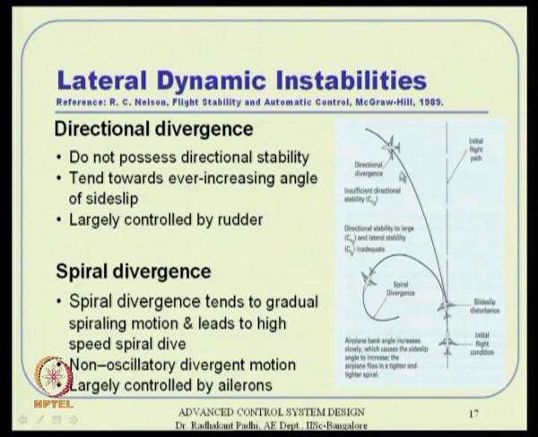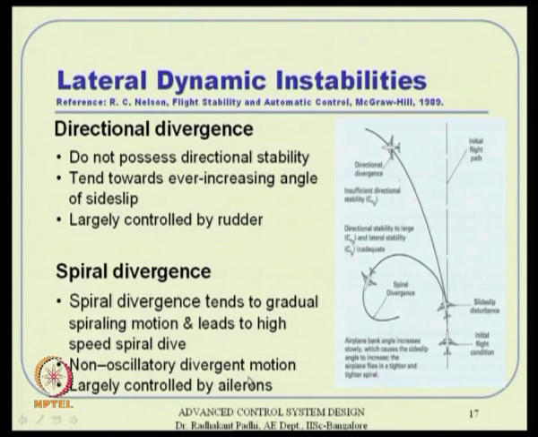The directional divergence is a slow divergence. It will keep on going slowly, the aircraft does not turn, but because of the side slip angle it just keeps on going away. But here the aircraft also turns, also rolls, so this gives you a large spiraling motion. Typically the directional divergence is controlled by the rudder, whereas the spiral divergence is controlled by ailerons. Ailerons will typically produce much more moment, because the inertia about the x axis, Ix, is small. The ailerons' moment is with respect to the x axis moment of inertia, and the moment of inertia about the x axis is small because the mass distribution along the x axis is typically small.